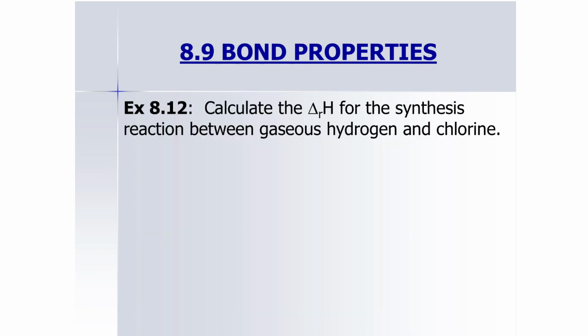So a standard question would look something like this. Calculate the delta H of the reaction for the synthesis reaction between gaseous hydrogen and chlorine. So let's first just start with what that reaction would look like. I'm going to ask you to pause the video here and write out the balanced chemical equation for the process described here. All right, so here is our balanced chemical equation.